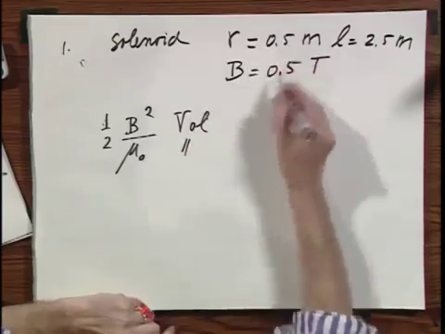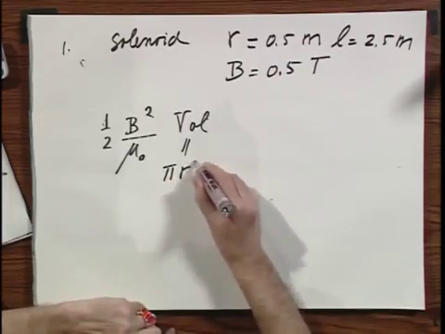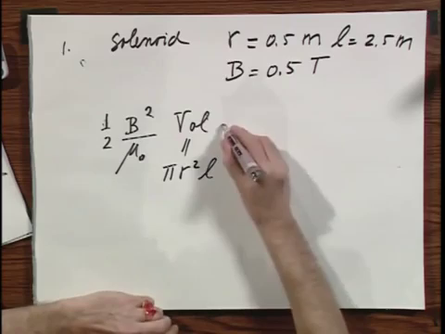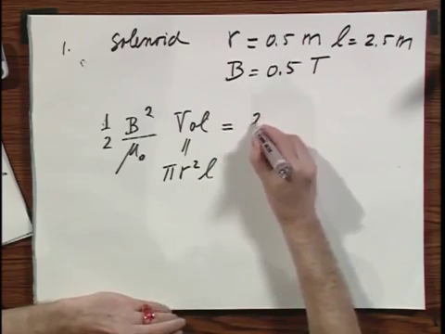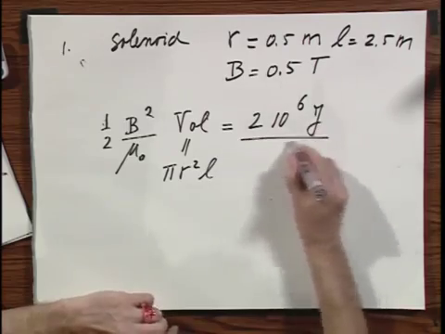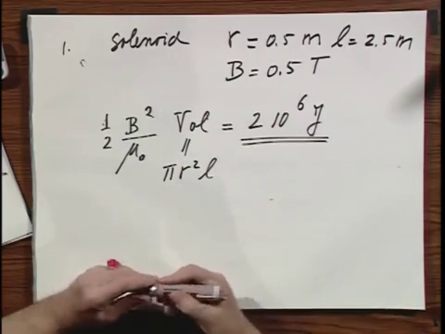So the volume equals pi r squared, which is the cross-section through the solenoid, times the length L. And I put in the numbers, and I find very roughly 2 times 10 to the 6 joules. But this you should consider as a somewhat rough answer.